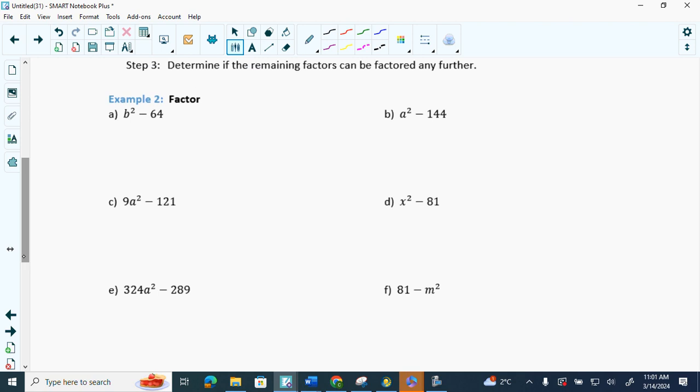Let's try the first one together. So it has a different sign and it's 2 terms. So I'm going to check and see if it's a difference of squares. Square root of b squared is what? B. Square root of 64? 8. So I'm going to get an equal sign, 2 brackets, because that's what factors are. I get a b at the front of each because it came first, and 8 at the back, and then opposite signs. Now, guys, do you know why we do opposite signs?